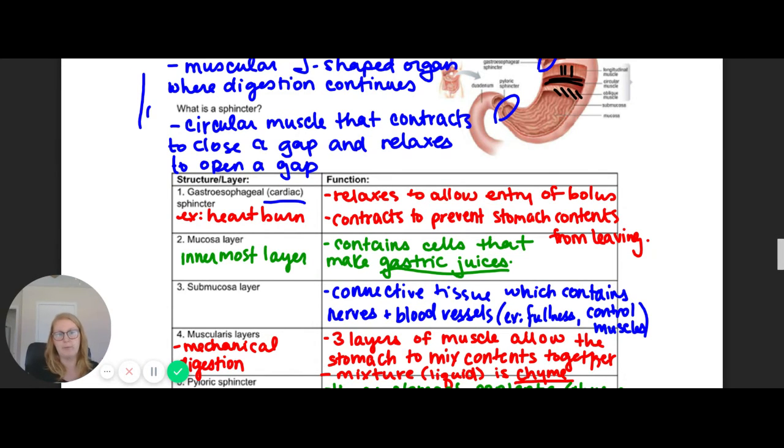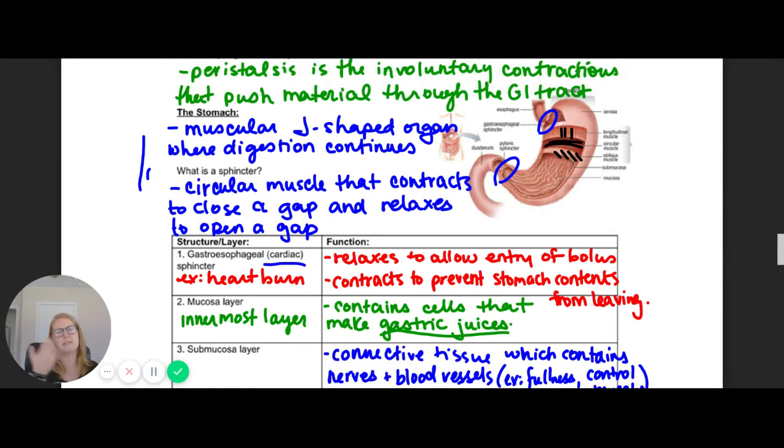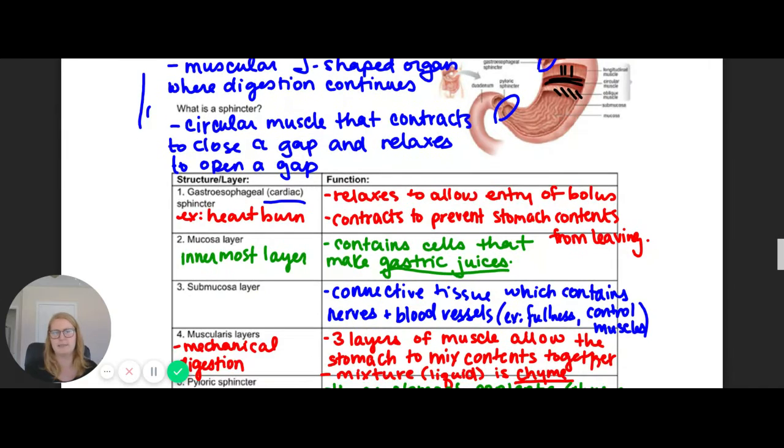That's where it becomes problematic, because as acid and other contents start to move up into the esophagus, they can cause some tissue damage. And so what ends up happening is that the cells are trying to replicate really quickly to fix or replace those damaged cells. And in the meantime, that could cause things like cancers to happen. So it could be dangerous, but that's in really serious conditions.